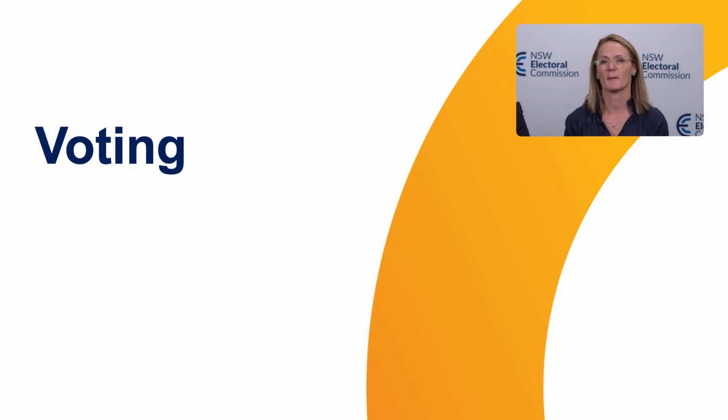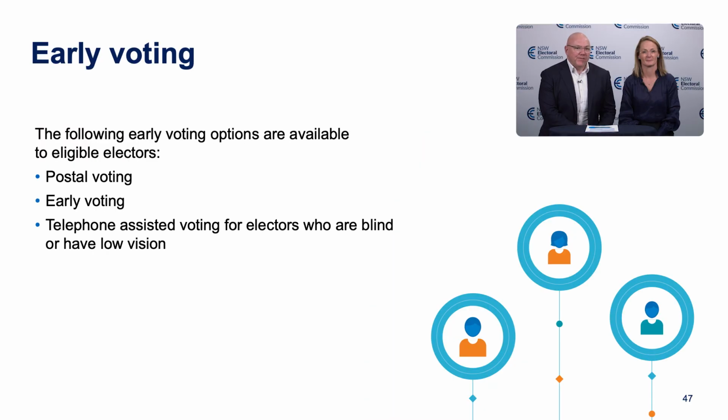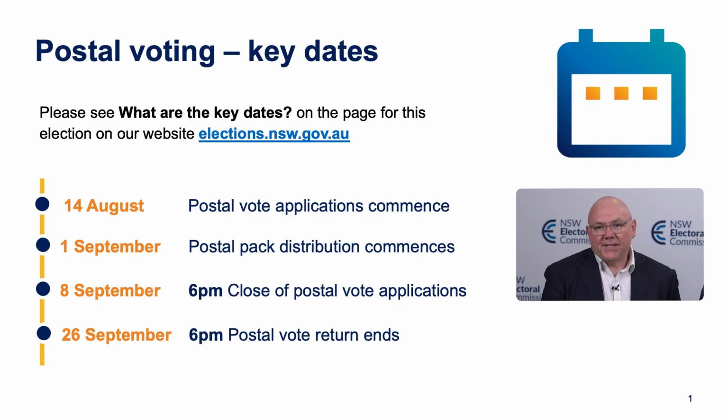Now, we're briefly going to talk about voting. The following early voting options are available for eligible electors: postal voting, early voting, or telephone assisted voting for electors who are blind or who have low vision. The key dates for a by-election for postal voting will be available on our website.